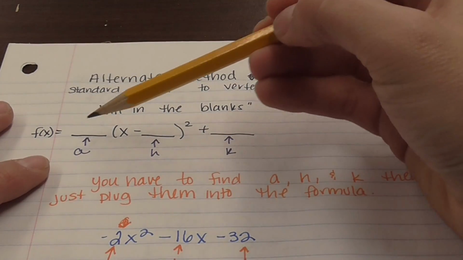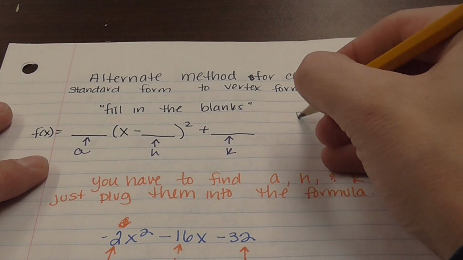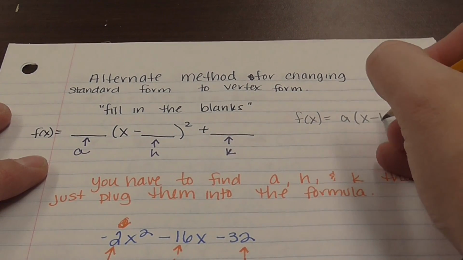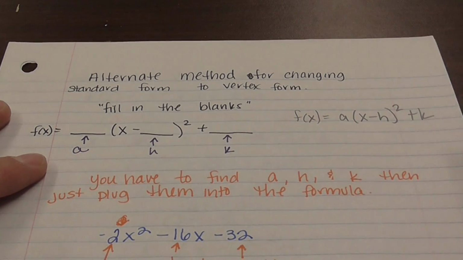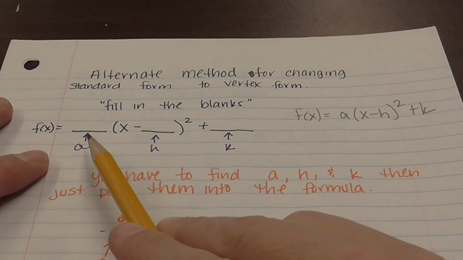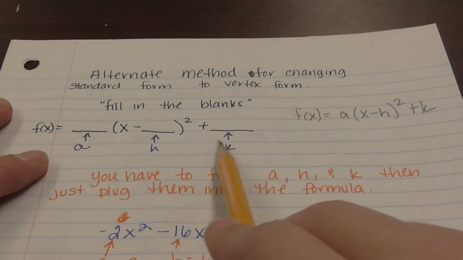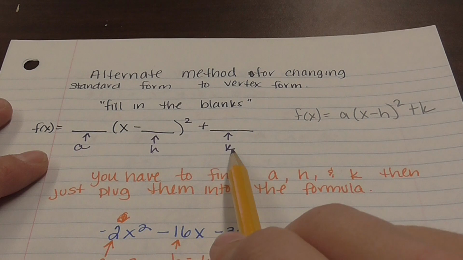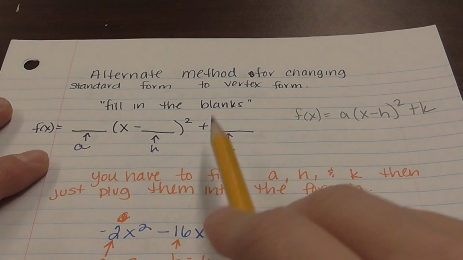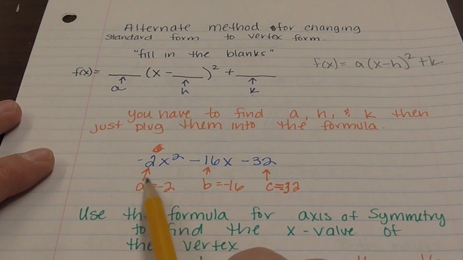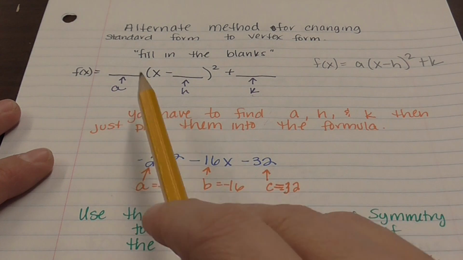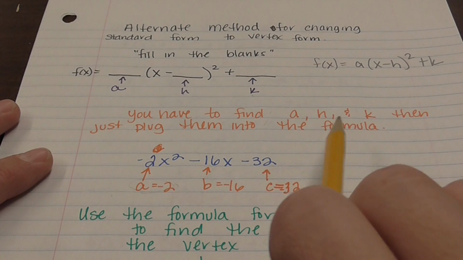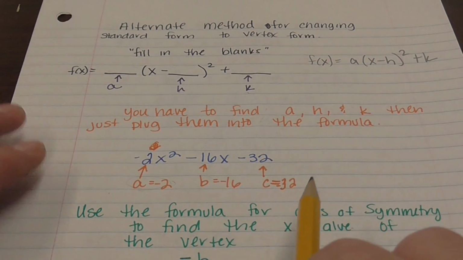In my standard vertex form, your function equals a times x minus h squared plus k. I'm just filling in the blanks. My a goes here, my h there, and my k there, where h is the x value of my vertex, and k is the y value of my vertex. A is actually given to you in the standard form, so you already have it as soon as you get the problem. You have to find a, h, and k, and then plug them into the formula.